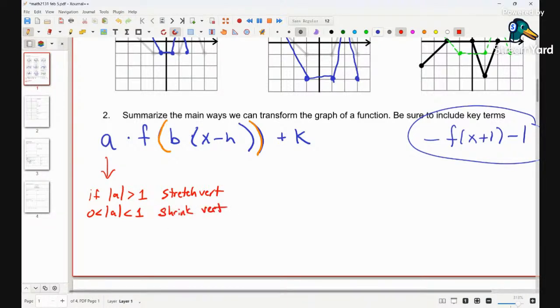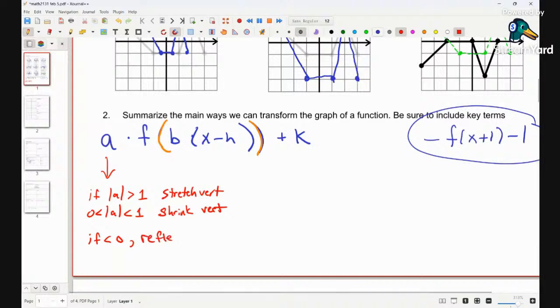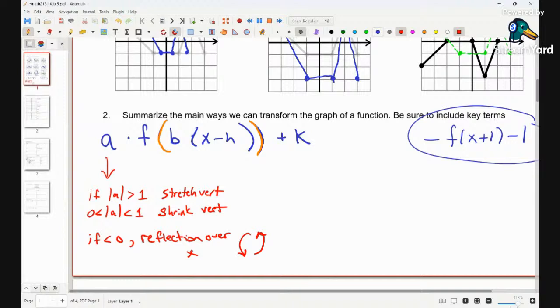Can A be any other number besides greater than 1 or in between 0 and 1? Negative. And if A is negative, it's a completely different kind of reflection. You still multiply outside. If negative, it's a reflection over the x-axis. If you draw an arrow this way or that way, whatever you need to do to study, you have to do it.